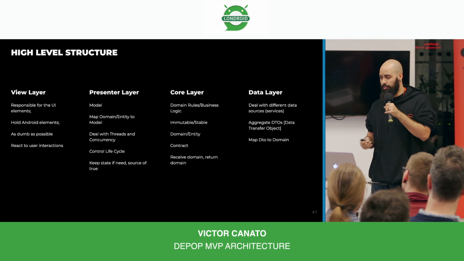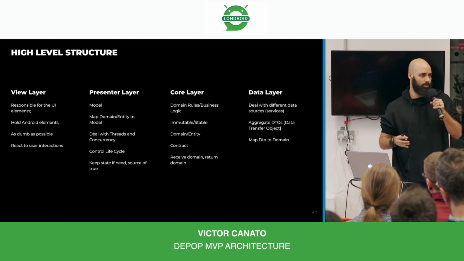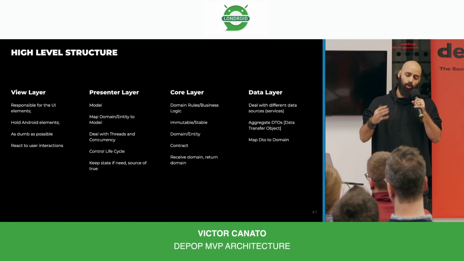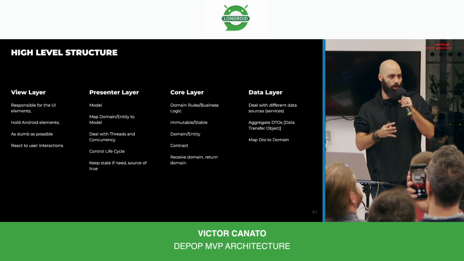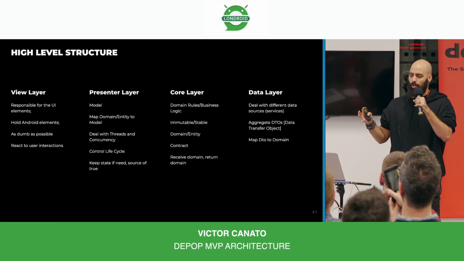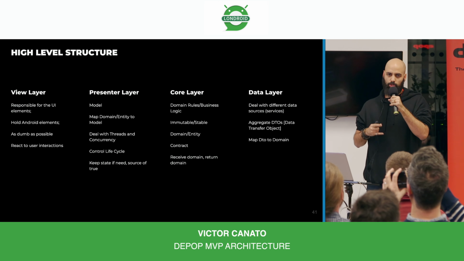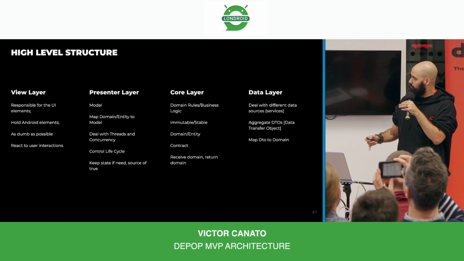And in the end, we have the data layer that deals with different data sources, APIs, local databases, shared preferences, everything that you want. It gets these DTOs, the data that we receive from different repositories or data sources, puts all together and sends to the core layer. So I will present how we build this.